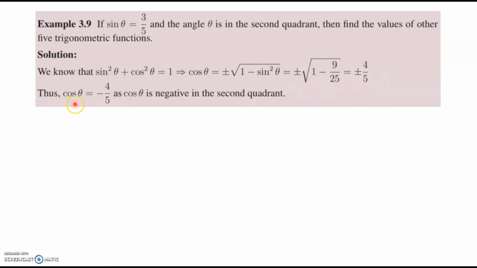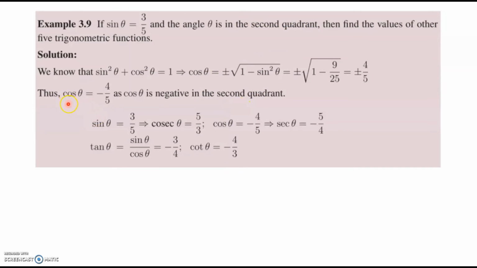So cos theta is equal to minus 4 by 5, as cos theta is negative in the second quadrant, because it's given here that it's in the second quadrant. Now we have found cos theta and sin theta. So further applying it, using sin theta, we can say our cosec theta, which is nothing but 1 by sin theta, or the reciprocal of sin theta, would be 5 by 3.